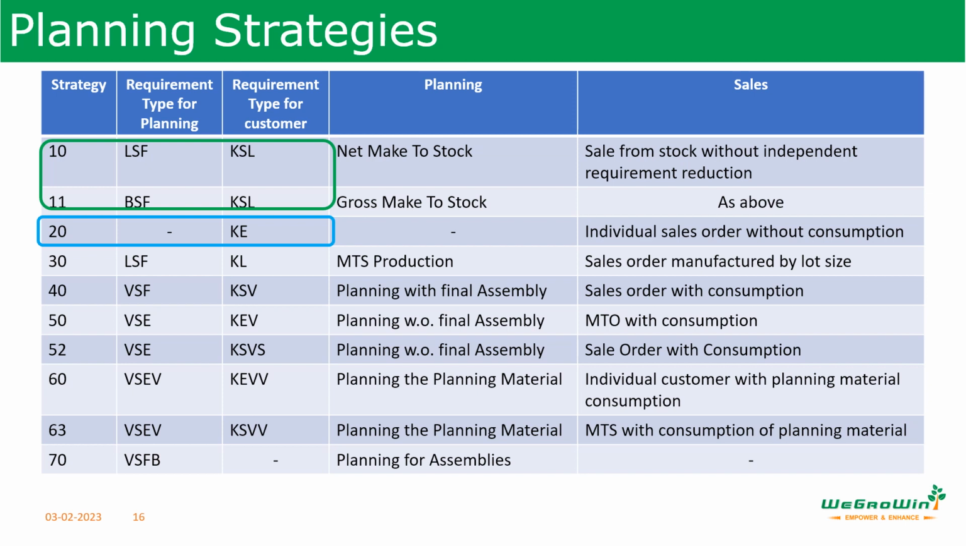For example, to meet make to stock, the strategies 10 and 11 are used. For make to order, 20 is used. Similarly, there are other planning strategies also, like 50, which is planning without final assembly, 52, 60, 63. Again, these are make to stock, make to order. There are various combinations.